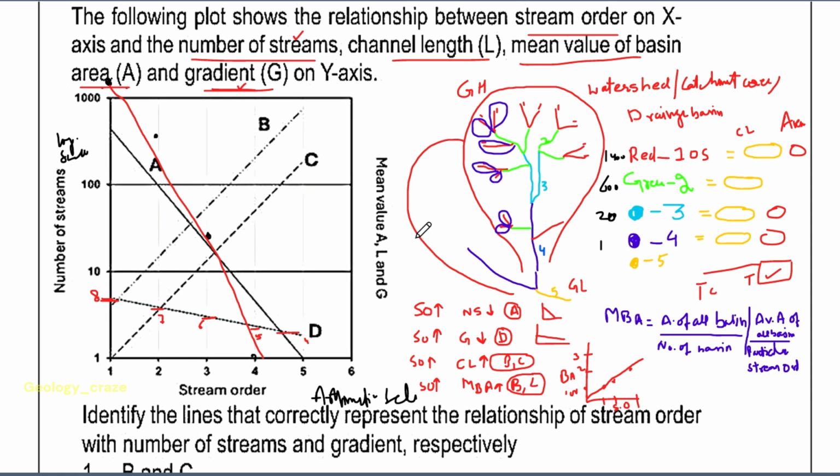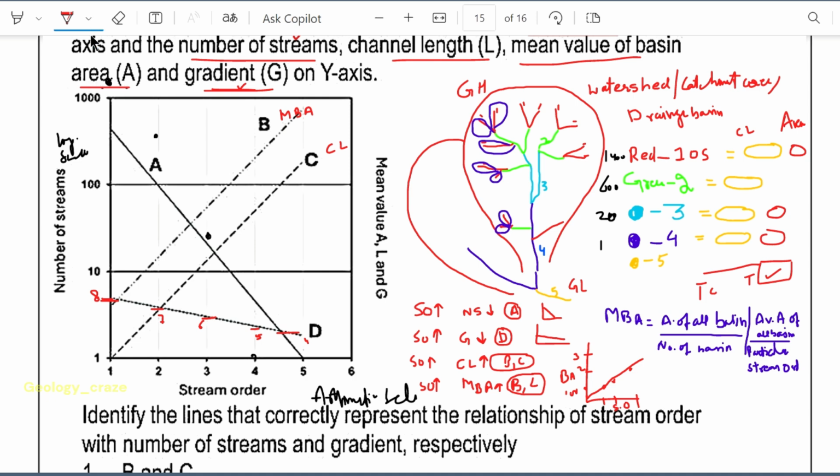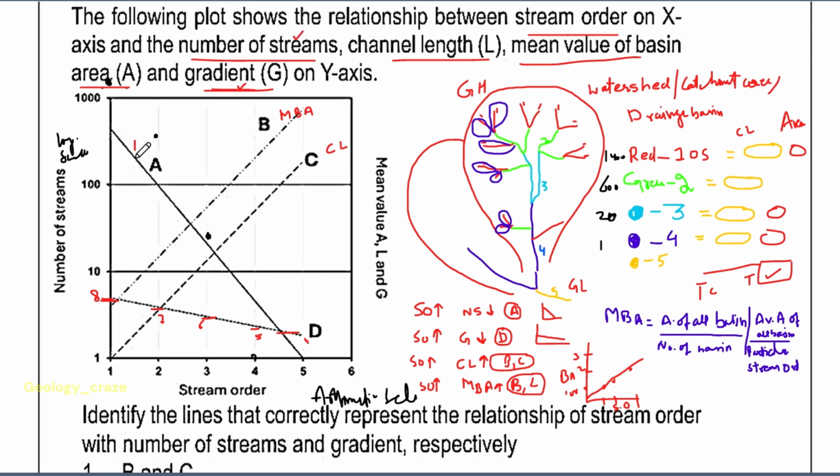We will start our length from 0. Basin area cannot be 0, no? So C will represent channel length and B will represent the mean basin area. And this A will represent, I will remove this, our A will represent the number of streams, and this D curve will represent gradient.